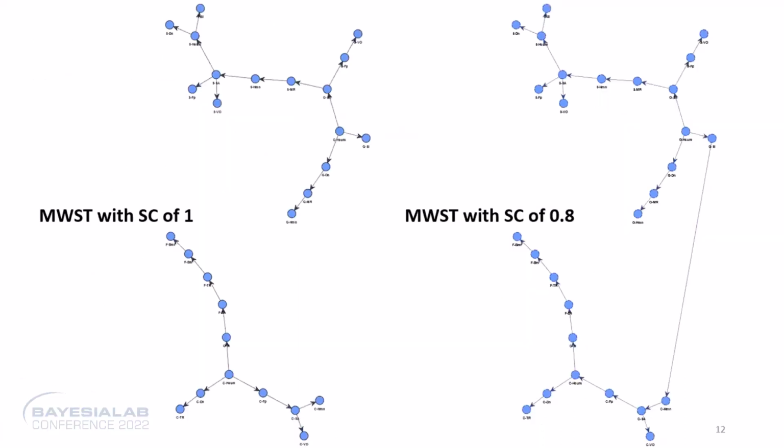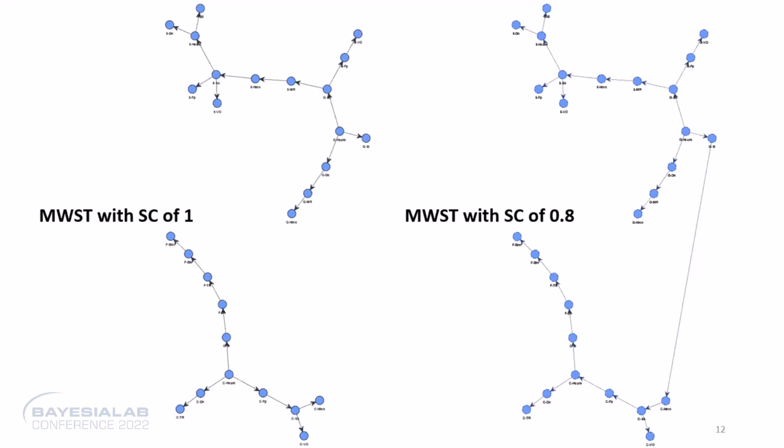Our second phase of our exploratory analysis used a maximum weight spanning tree. It's considered constrained because it only allows one arc to enter each node. And so it's a good way to look at the strongest connections within an exploratory network structure. On the left-hand side, we have our maximum weight spanning tree with our structural coefficient of 1.